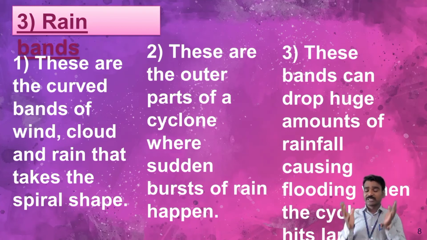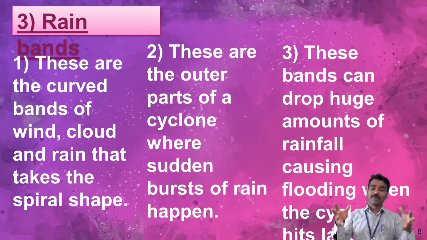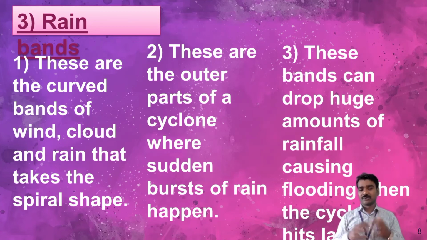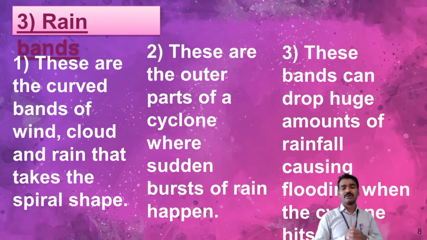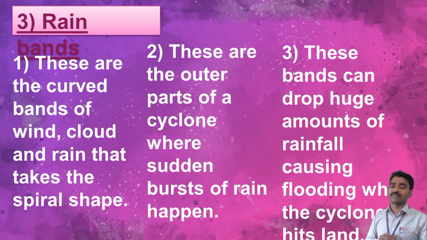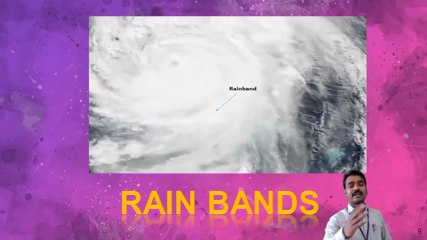These are the outer parts of the cyclone where sudden bursts of rain happen. Almost suddenly there will be a huge rainfall, and because of this huge rainfall it can even cause floods. So these clouds which carry the most raindrops are located at the outermost part of the cyclone. These are called the rain bands. Here in this picture we can see the rain band.